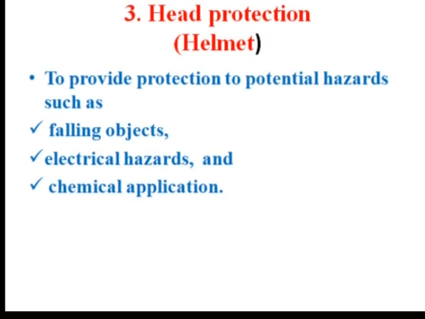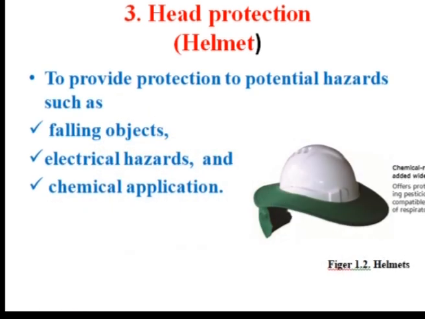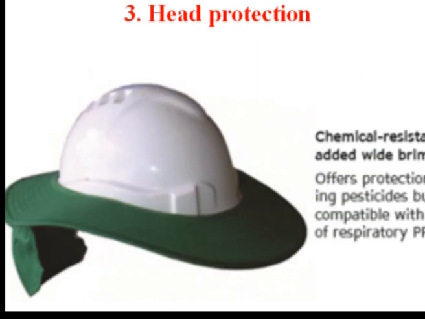Another important type of PPE is head protection. We call it a helmet. Head protection is important to provide protection against potential hazards such as falling objects, striking against low-hanging objects, electrical hazards, and chemical application may be a hazard. So we can protect by using this head protection or helmet. So our head is protected from such kinds of hazards.